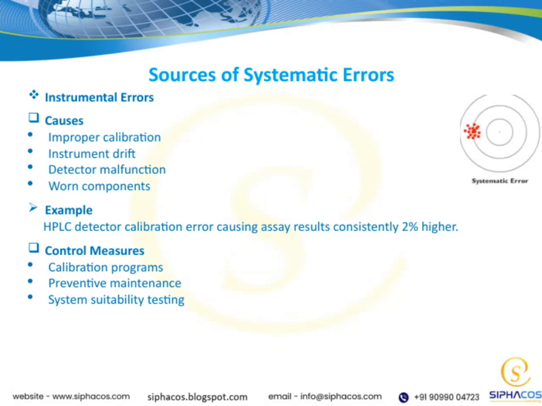Systematic errors often come from the instruments we rely on. These can stem from things like improper calibration, instrument drift over time, detector malfunctions, or worn components. For example, if an HPLC detector isn't calibrated correctly, it might consistently report assay results that are 2% higher than they should be. To keep these errors in check, we use regular calibration programs, preventive maintenance, and system suitability testing, all designed to catch problems before they affect our data.